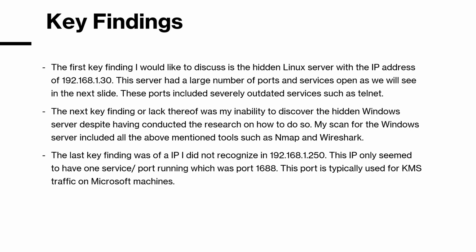So now let's discuss some key findings that I had for the different IP addresses on the network. My first major key finding was the hidden Linux server with the IP address of 192.168.1.30.